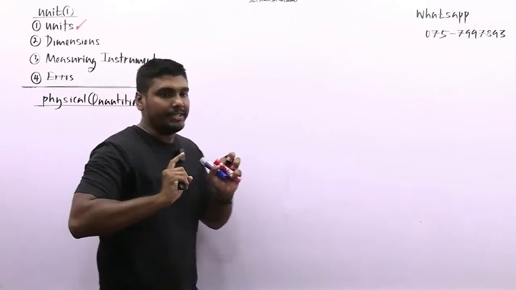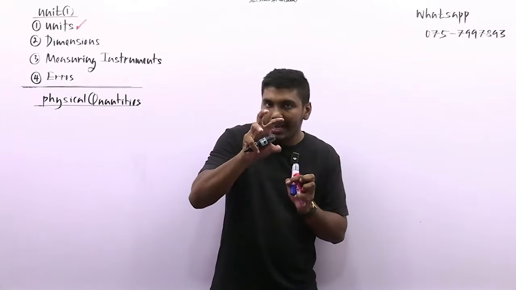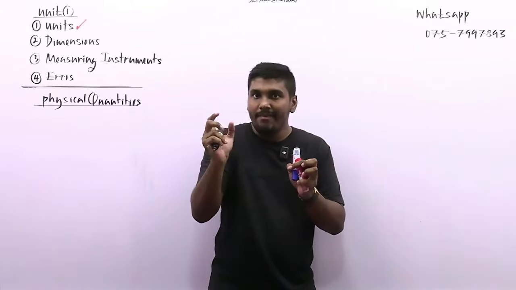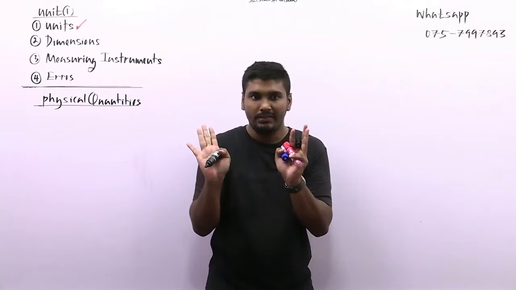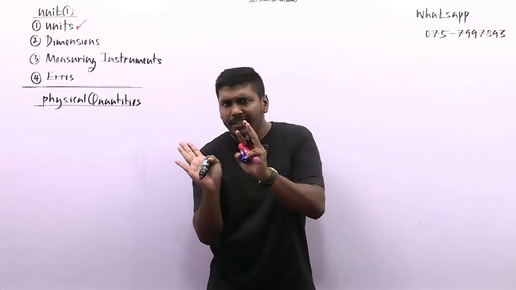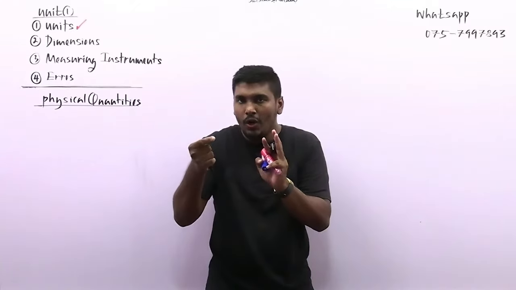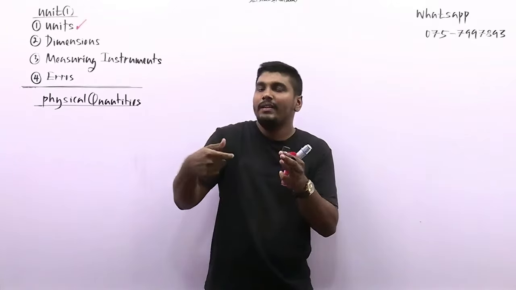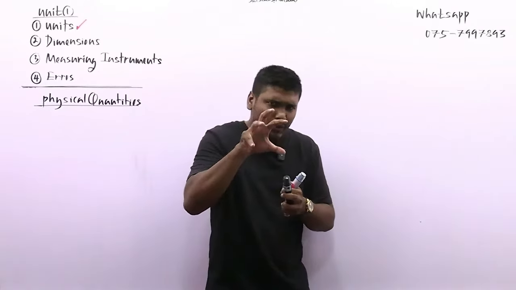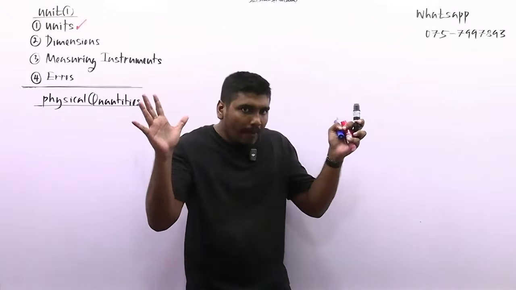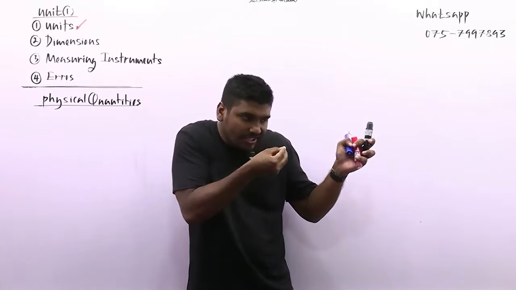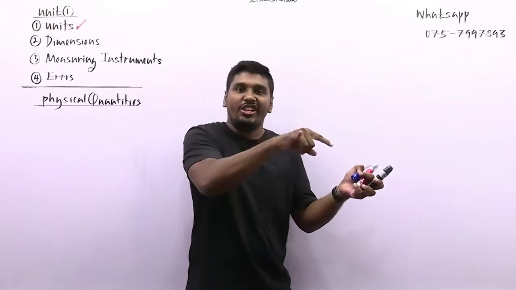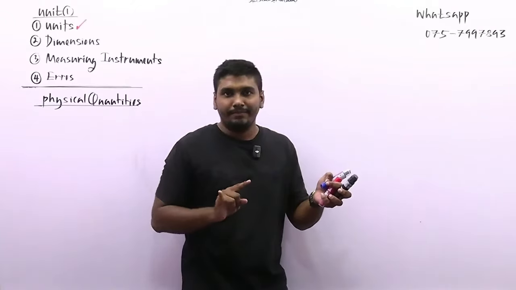What is a physical quantity? We can define a physical quantity as any quality or quantity that you can measure directly or indirectly. That is what we call a physical quantity. Or I can explain it in another way: whatever changes happen in the universe, if you can measure it, then we can give a name for that change as a physical quantity.